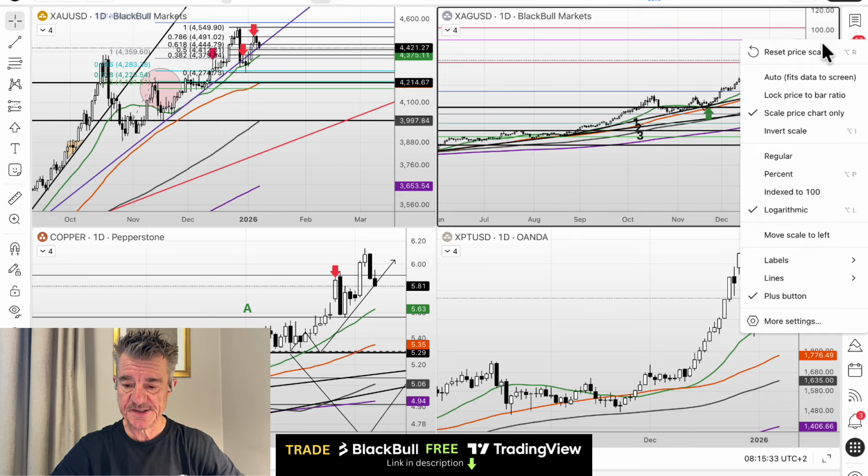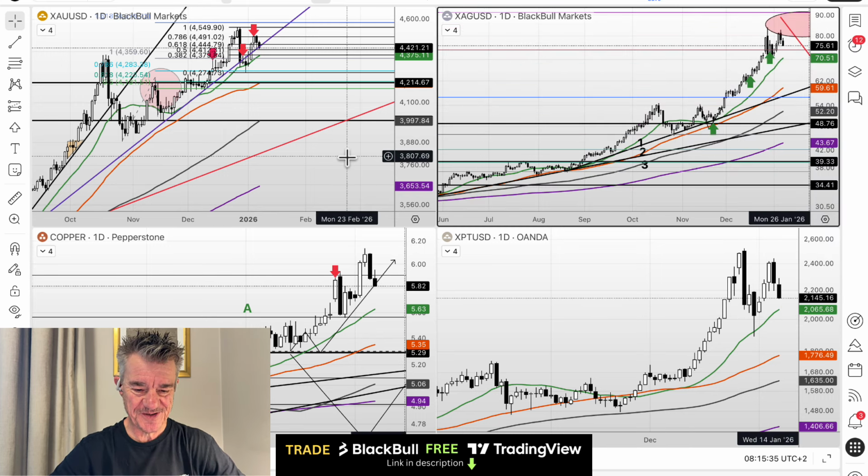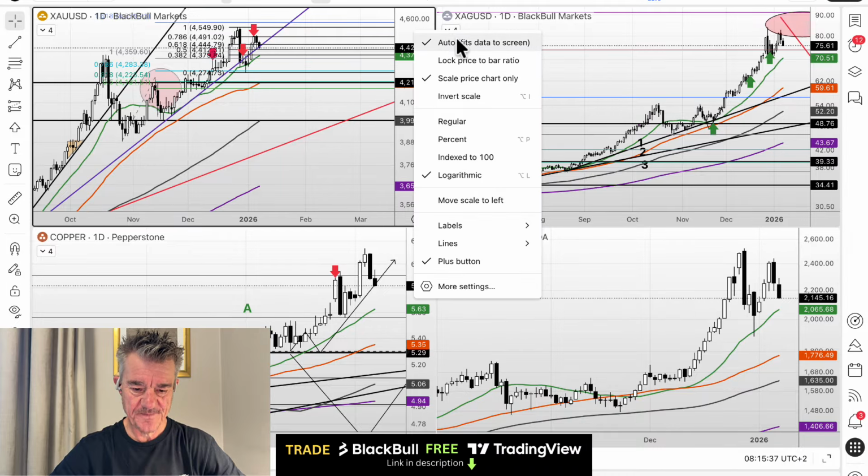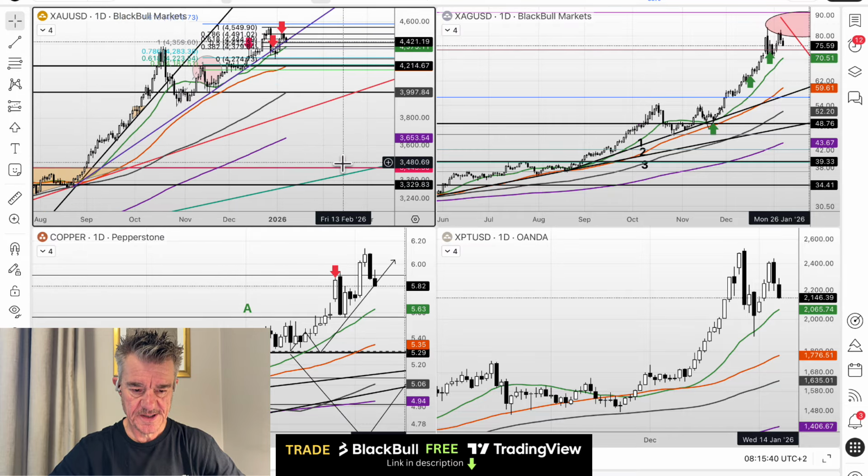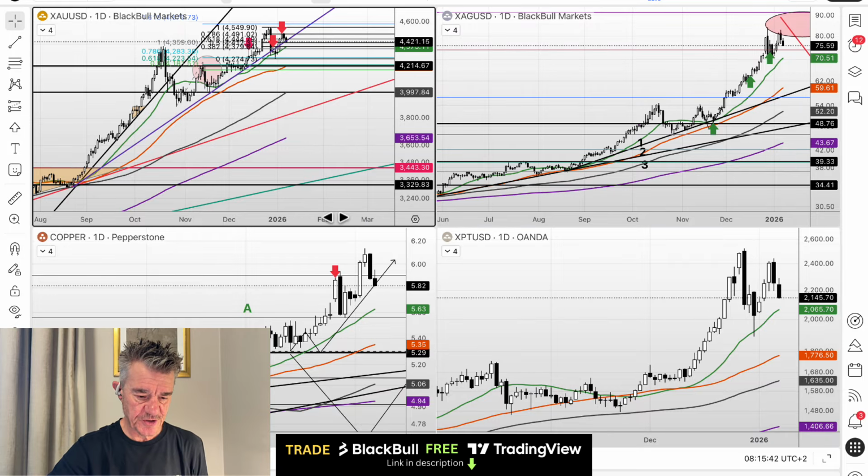Or at least if you're going to get short on silver, perhaps consider being long on gold. I've played it the other way around. So I'm long silver, short gold. And that's it. And I've also got a short on copper now.